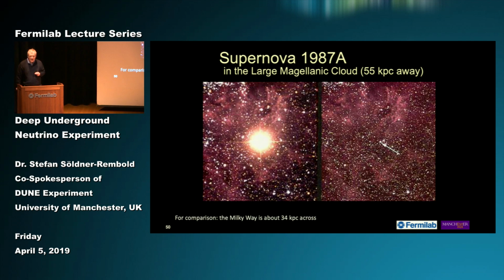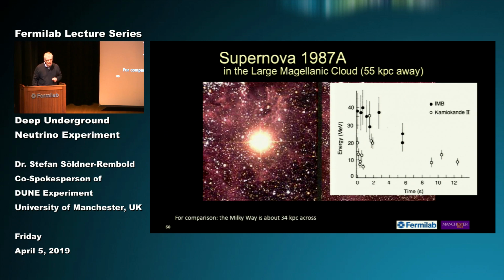In 1987, there was a supernova in the Large Magellanic Cloud, and there were smaller neutrino detectors online at the time, and they actually saw 23 neutrinos within a time of about 10 seconds. That's the time in which this supernova happens.